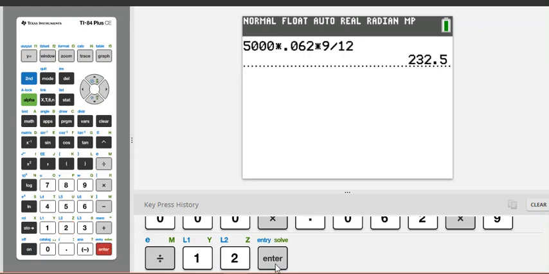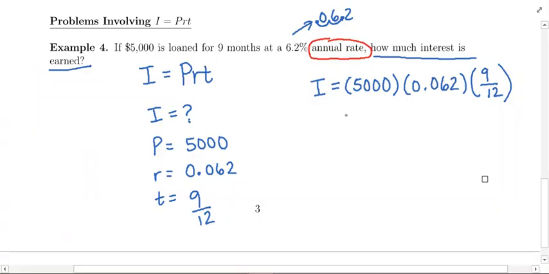You should get 232.5. Remember, interest is a dollar amount, dollars and cents. So this is $232.50. Let's write that down, and that is your answer.